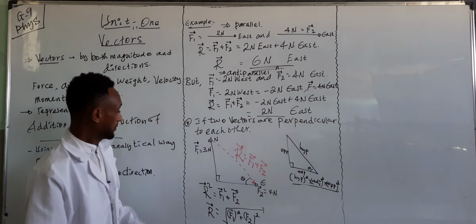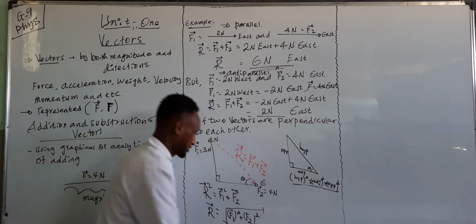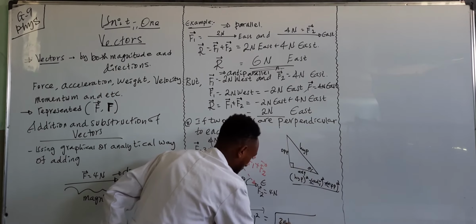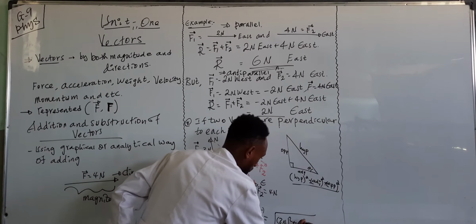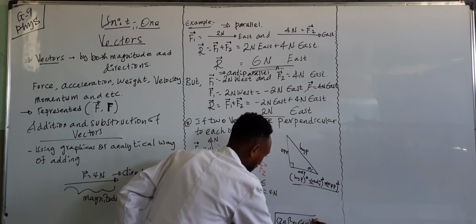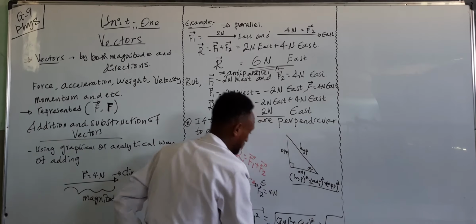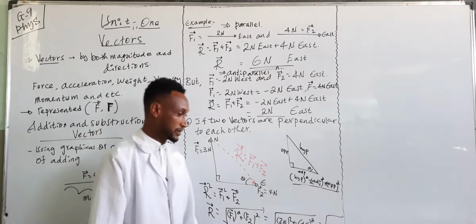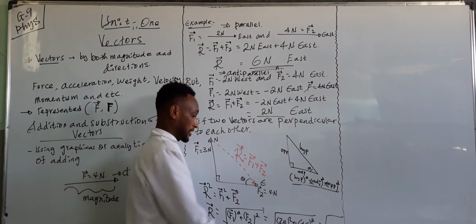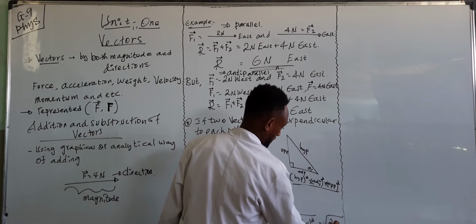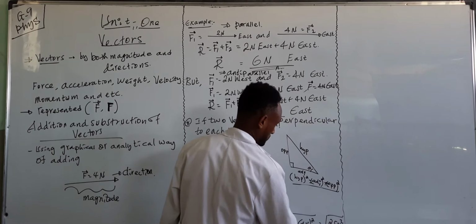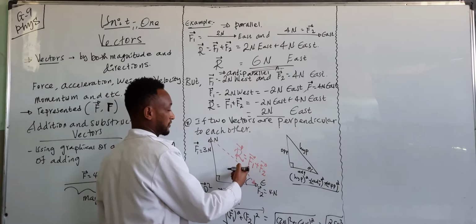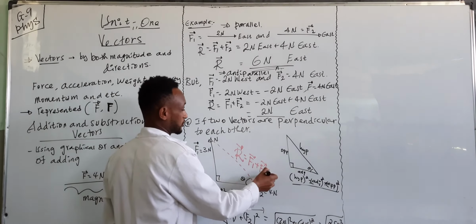So you can substitute the values, which implies force 1 is 3 Newton squared plus force 2 is 4 Newton squared, which is equal to the radical of 3 squared, which is 9, and 4 squared, which is 16. Adding them, it is 25 Newton squared. That means 5 Newton resultant. Force 1 plus force 2 is equal to 5 Newton.